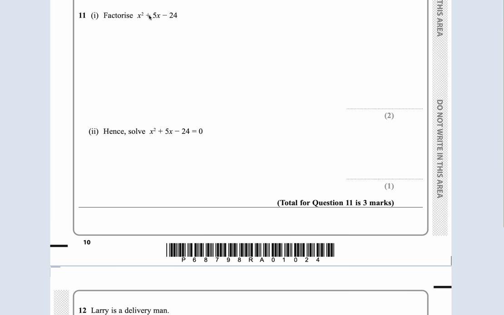Factorize x squared plus 5x minus 24. So I'm going to do x and x. I need factors of negative 24 that give me plus 5 when I add them together. Well, it's 1 and 24, no. 2 and 12, no. 3 and 8, yes. 4 and 6, no. It's going to be 3 and 8, right?